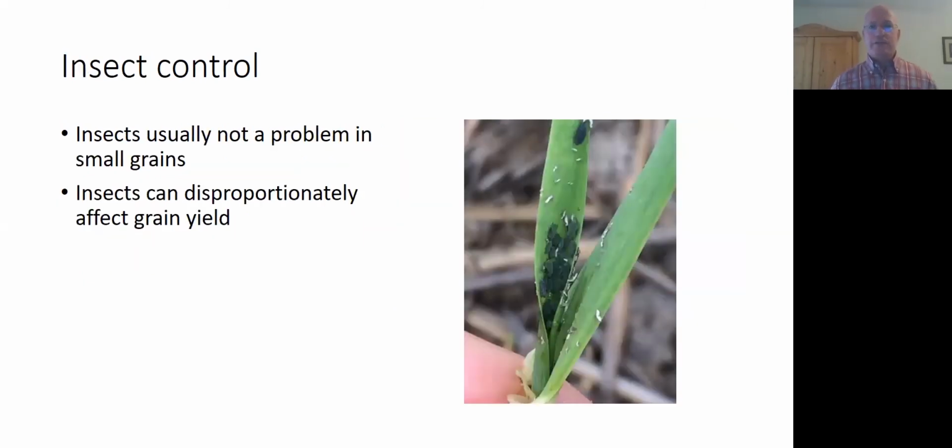If you look at insect control, here you see aphids on barley. Insects are usually not a problem in small grains. They are and can be, but usually not. But when they are a problem, they can disproportionately affect grain yield. So that's an issue with forages. In the case of forages, insects, if they are there, probably aren't as much of a problem.